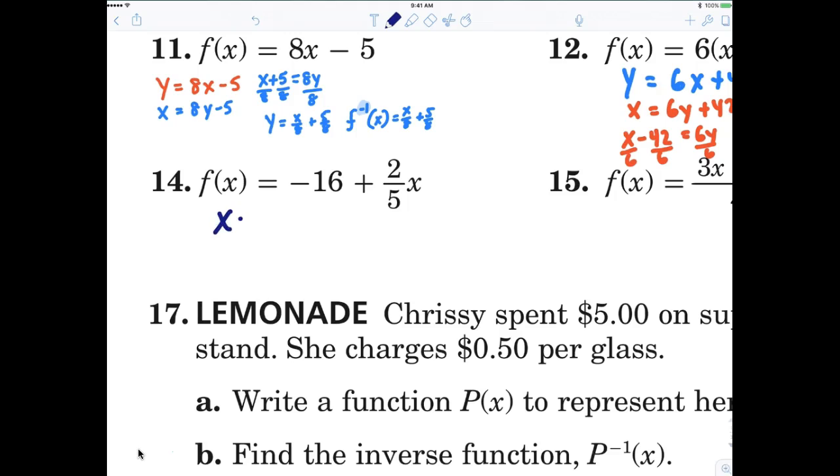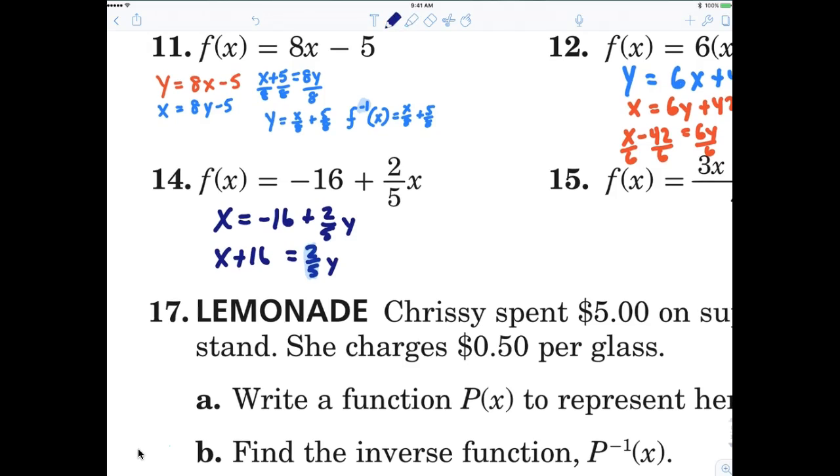So, x equals negative 16 plus 2/5 y. X plus 16 equals 2/5 y. And then what do I do with the 2/5? We multiply by the reciprocal. So y is equal to the reciprocal of 2/5, which is 5/2, times x plus 16. F negative 1 of x is equal to 5/2 x plus 16.